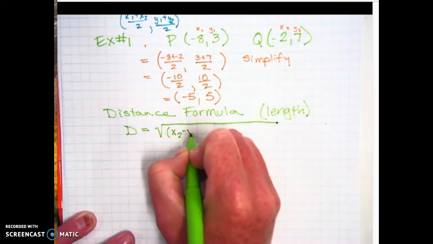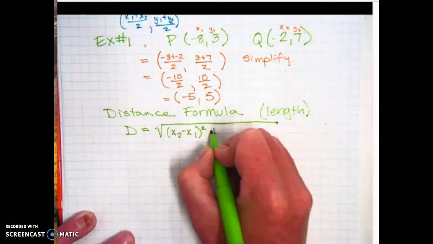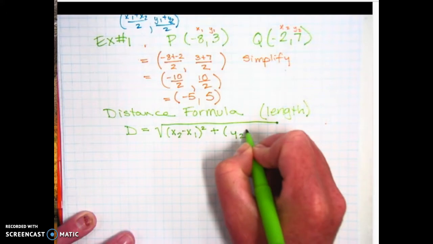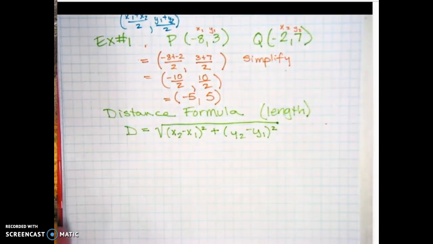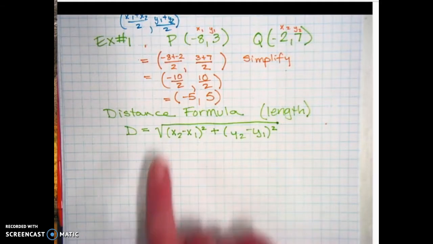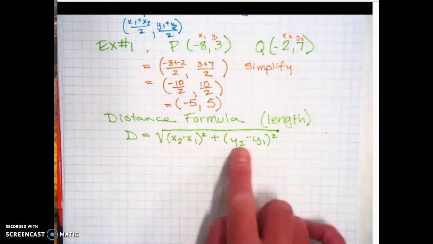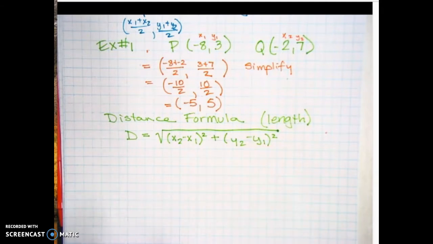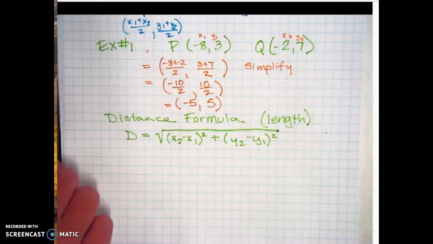x2 minus x1 quantity squared plus y2 minus y1 quantity squared. And just like the midpoint formula, you have 4 spots to plug in. 1, 2, 3, 4. Those 4 spots is where you're going to plug the 4 numbers from the 2 points that I'm about to give you. Okay? So this is example number 2.